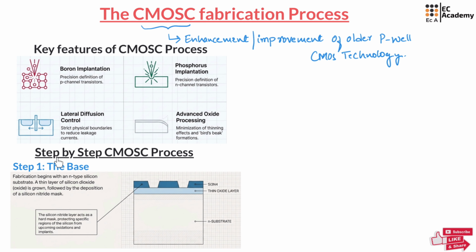Now let us understand the step-by-step CMOSC fabrication process. The first step is the base. We start with a plain base which is known as n-substrate, and on the top of this we put a thin oxide layer and a material known as silicon nitride. This will form our first foundation.